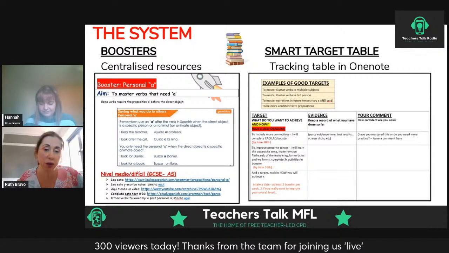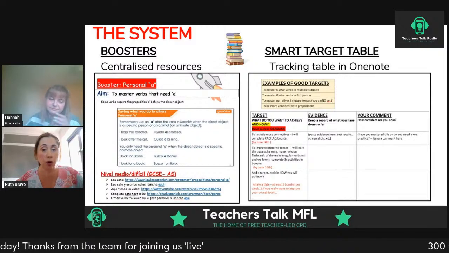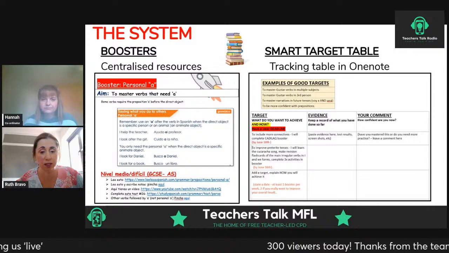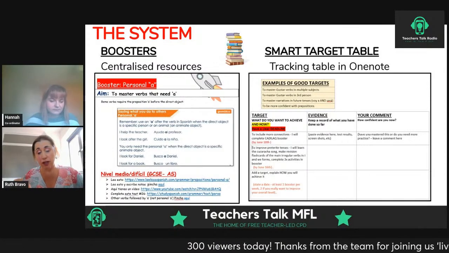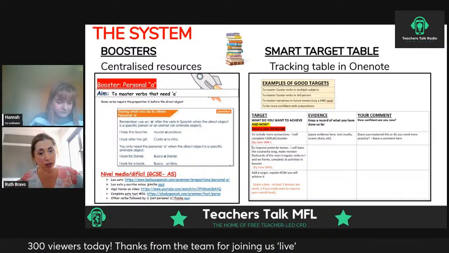On the right-hand side, we have the SMART target table. It is where the students centralize what they are going to achieve. We want them to be very specific. We want them to tell us how they're going to achieve it. And we want them to tell us either when they have achieved it or when they plan to achieve it.